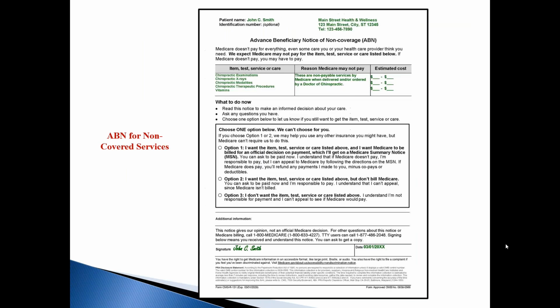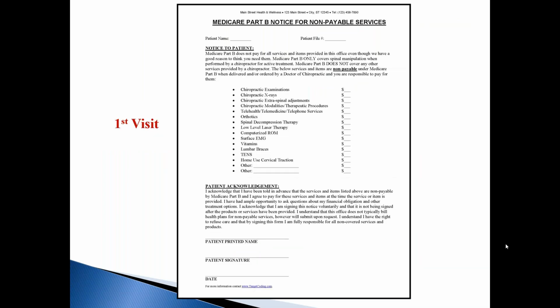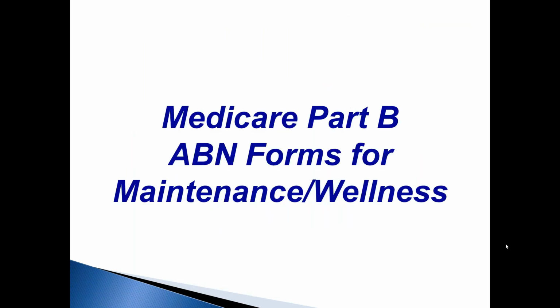However, let me back up. You can use an ABN form. Get something signed by the patient, either an ABN form or a form that states these are the services that are not covered. Get that out of the way. That's the first visit. Now, if the patient is willing to stick around for maintenance care, now the ABN form becomes mandatory. You can't use any other form.